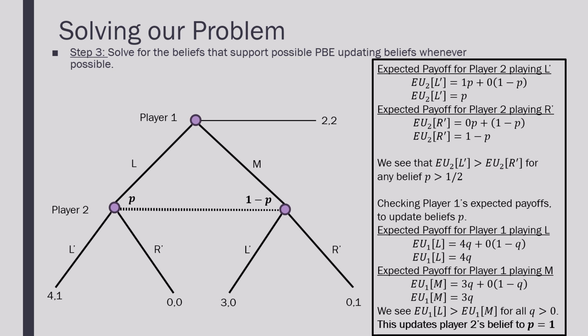Player 1 is going to get a payoff of 4Q for playing L, and for playing M, he's getting a payoff of 3Q. We see that for player 1, playing left is going to be a higher expected payoff than playing M for any belief Q that player 1 has greater than 0. Now, because of this, player 1 will play L for any belief player 2 has, and this updates player 2's beliefs to P equals 1, because if player 2 knows that player 1 is going to be playing left, regardless of whatever is happening, he is going to be playing left as well.